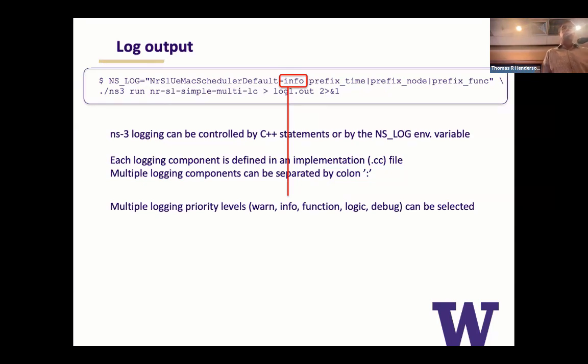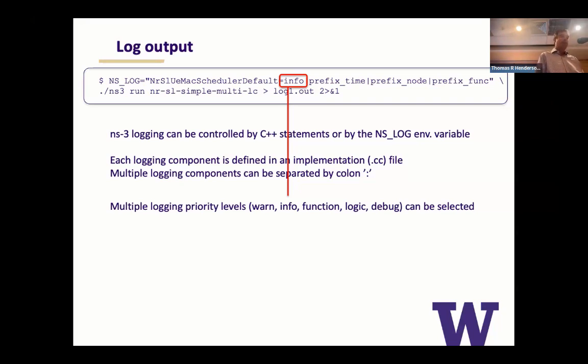Similarly, there are multiple logging priority levels. People familiar with logging frameworks in C++ or Java are probably familiar with seeing code where logs are defined at different levels like error, warning, info, debug. The levels that we're using in the NS3 code are warn, info, function, logic, and debug.